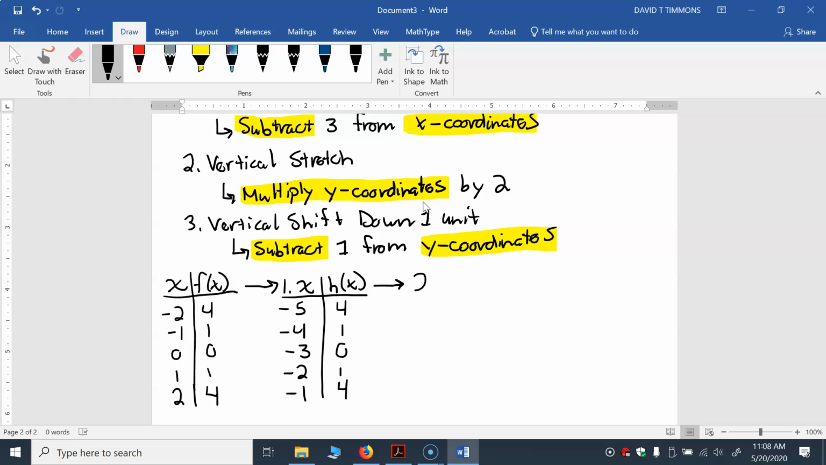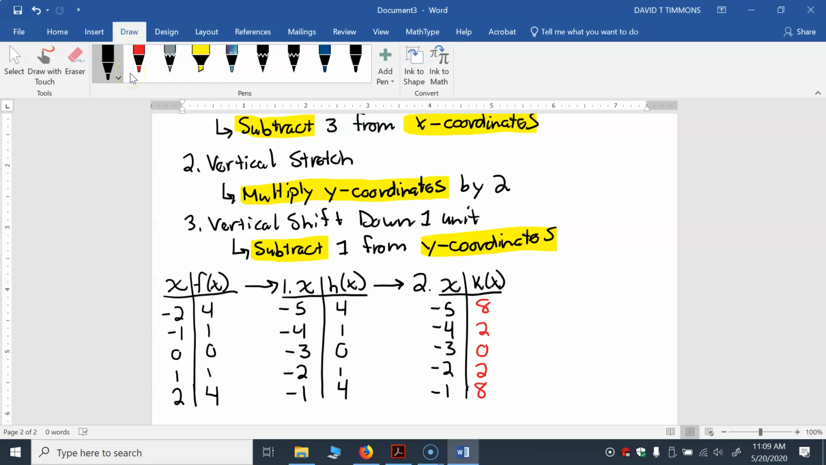And then part 2. Manipulation 2, vertical stretch, multiply y coordinates by 2. So I'll just call this x and maybe k of x. So now we're changing y but not x, so I'll copy the x values. And let me write this in red. So now we're going to multiply the y values by 2, so this should be 8, 2, 0, 2, 8.